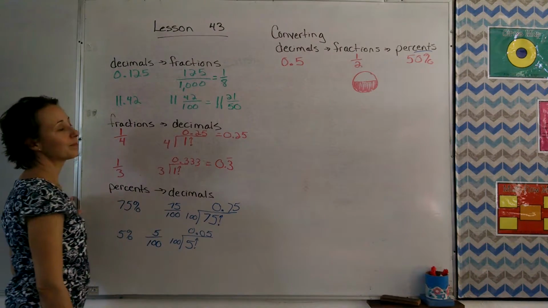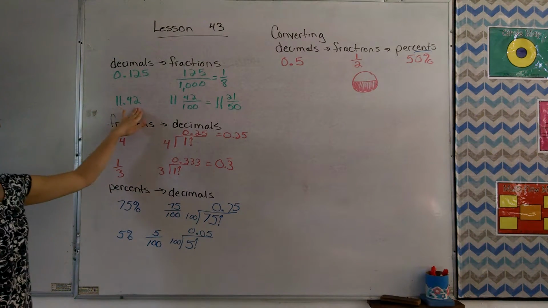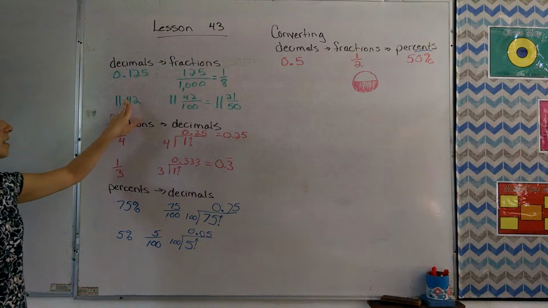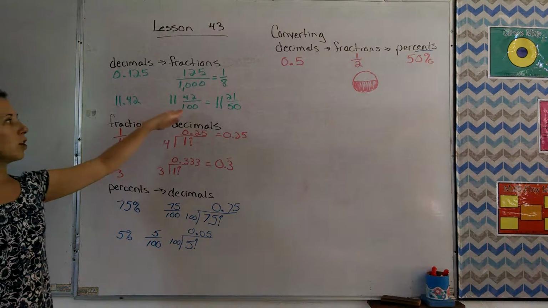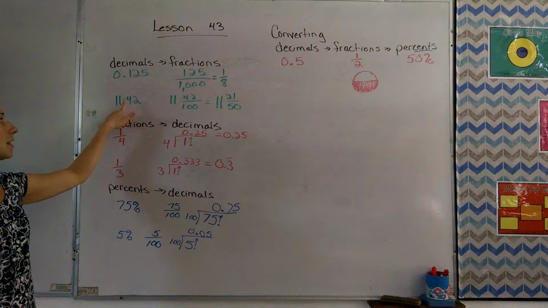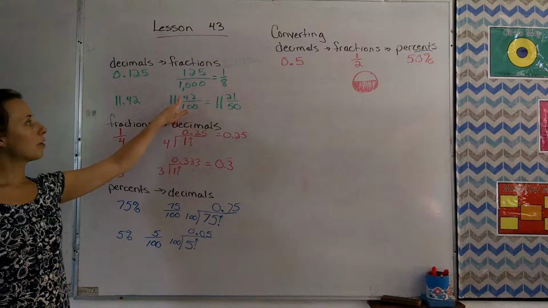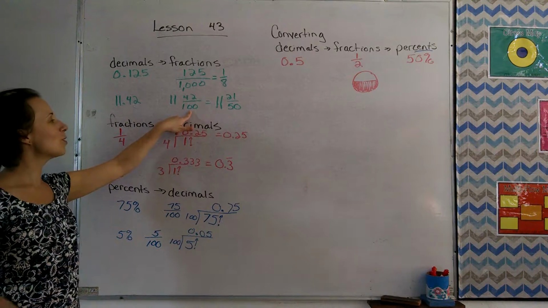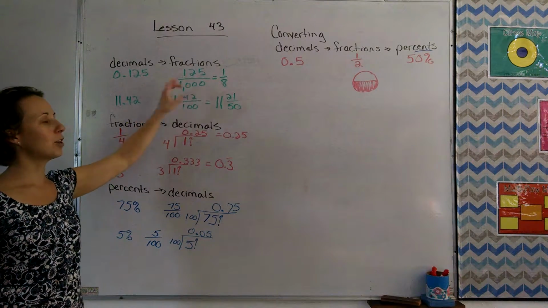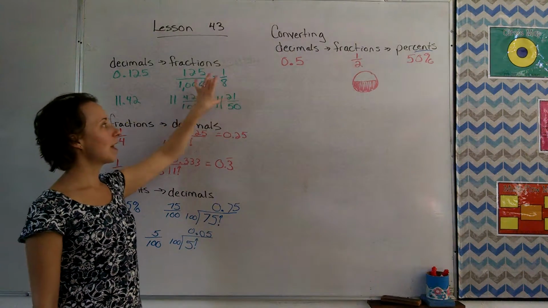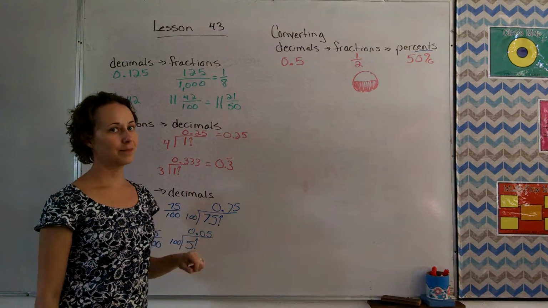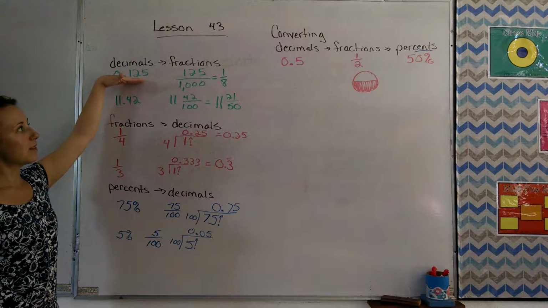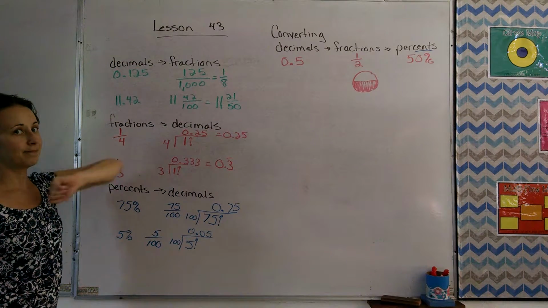Then you can reduce. It looks the same way if you have a whole number and a fractional part. Keep your whole number, take your decimal, write it over the place value, tenths, hundredths. I'm going to take that 42 and write it over hundredths. 11 and 42 hundredths reduces to 11 and 21 fiftieths. So, decimals to fractions, use your place value to turn it into a fraction.